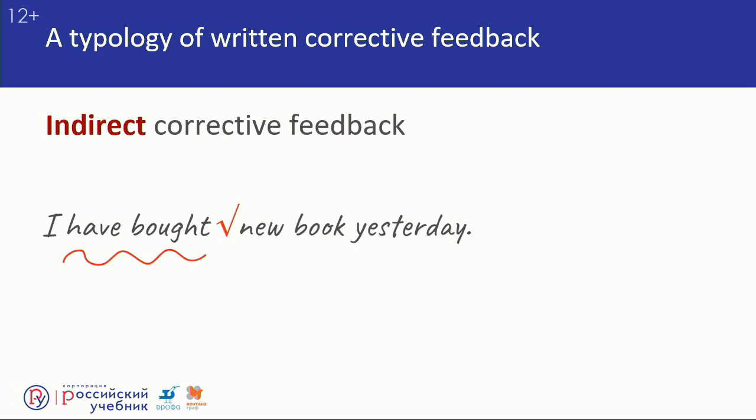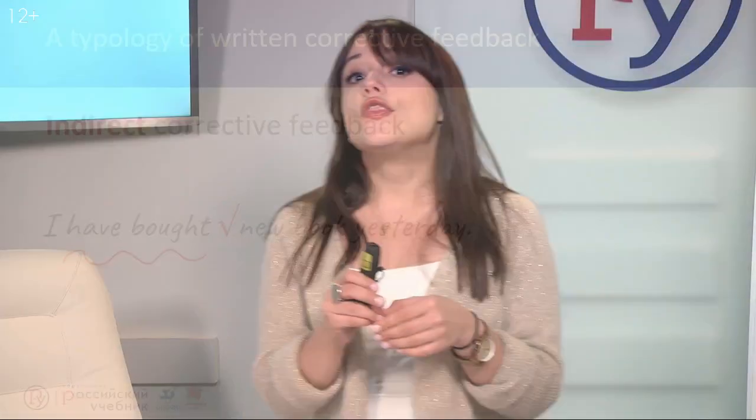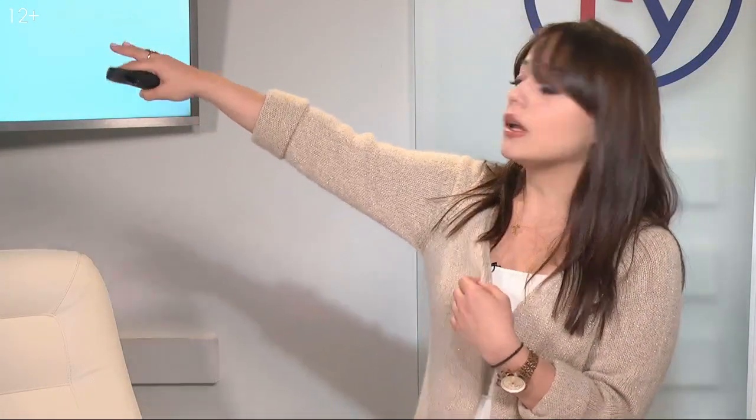Probably they will guess that this is an article if they have enough knowledge, and I've underlined the verb form, so I think that's pretty clear for them that there is a problem with the tense. Right? Now, what is so important about using this type of error correction? The most important thing is that when I do turn to indirect corrective feedback, I must be sure that my learners are able to correct these mistakes on their own, right?